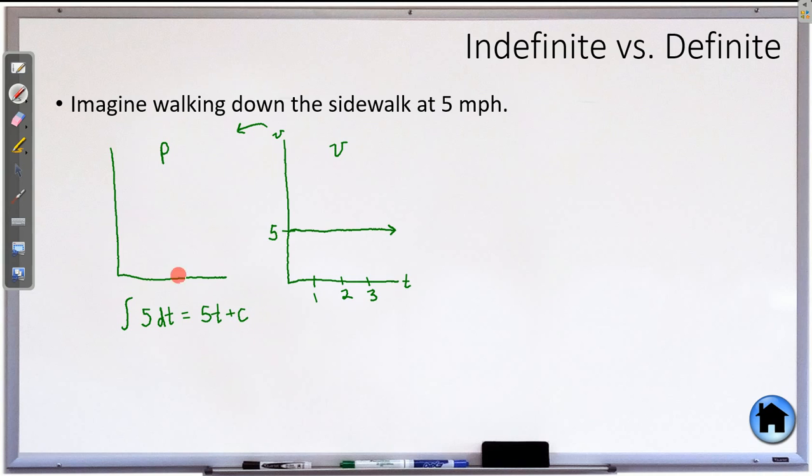And let's do that. Let's say we start 10 miles away. Alright, so there's 5, 10. And then we have to do this equation. So if we start 10 miles away, that means c is actually equal to 10. So there is our position function, 5t plus 10. That is our indefinite integral. Okay? It tells you where you are.